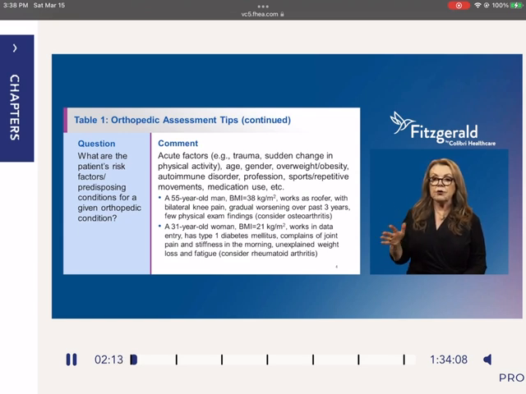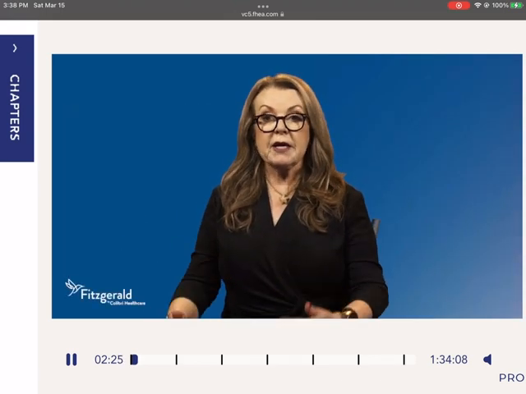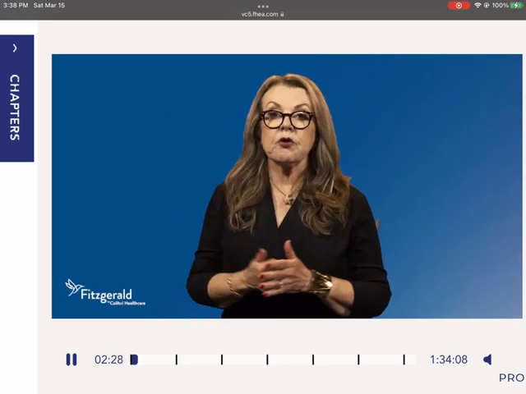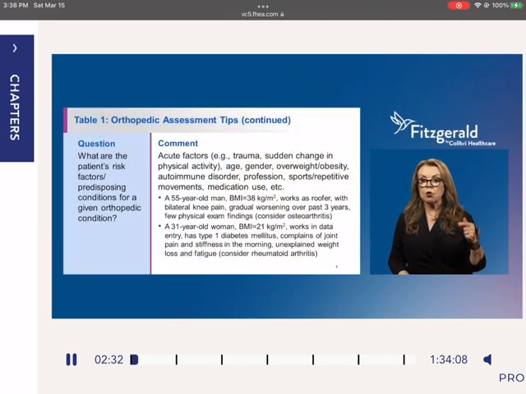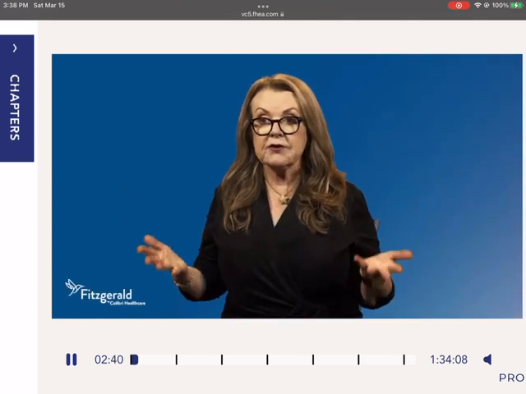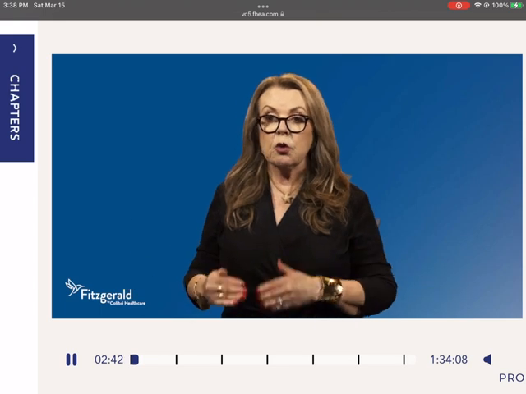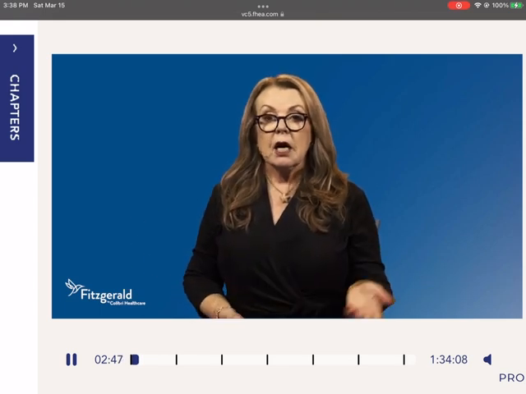And let me give you a couple of hints on this. First, patient, 55-year-old man, BMI of 38, works as a roofer, physically active work. He's going to be on his knees on the roof on a regular basis, bilateral knee pain, generally worsening over the last 3 years, few physical exam findings. You want to consider the diagnosis of osteoarthritis. With OA, generally there are very few physical exam findings.